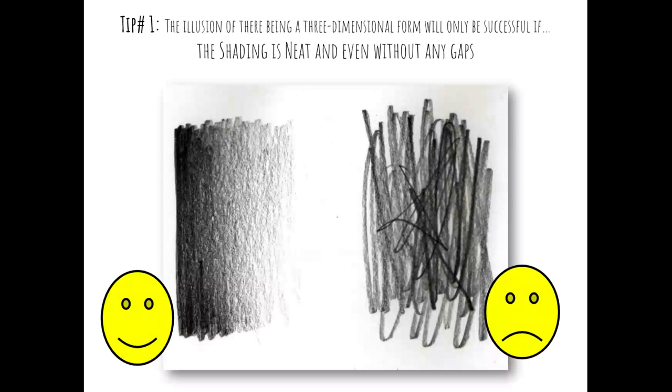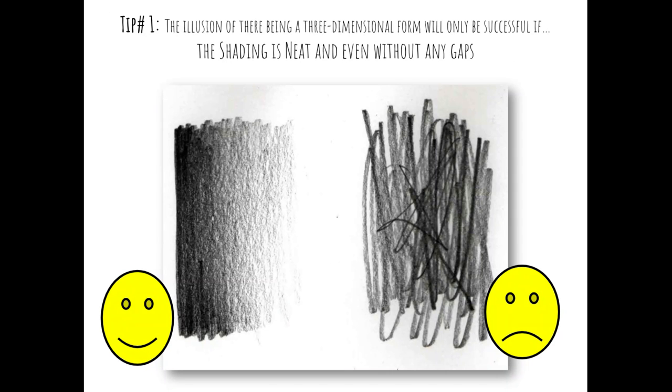Okay, so tip number 1 says here, the illusion of there being a three-dimensional form will only be successful if the shading is neat and even without any gaps. Okay, so you want more of shading that looks like what you're seeing on the left here. It's nice and even, it's neat, there aren't any gaps there. You don't want something that you're seeing on the right side of this screen with that little sad face.